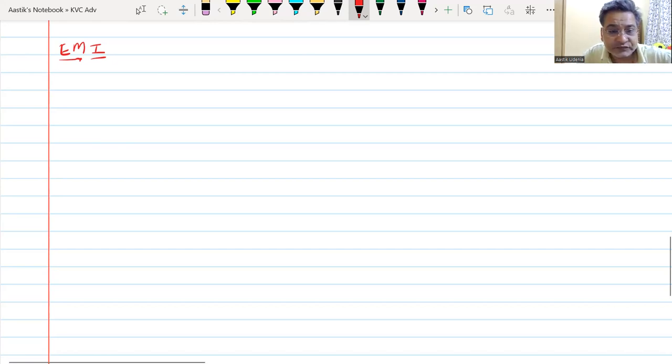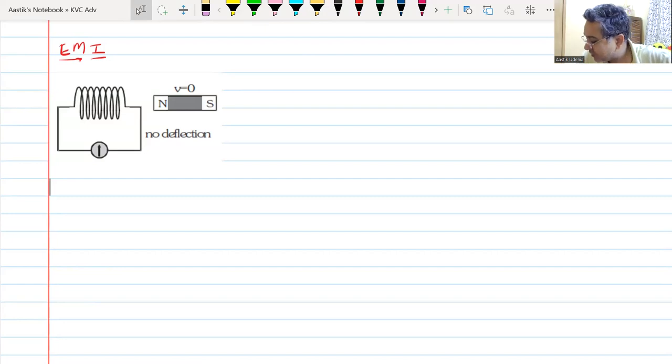So, they have a coil and they put a stationary magnet, and they assume that this is a galvanometer. You remember the galvanometer? Yes, sir. A galvanometer can detect even very small amounts of current. They bring a magnet near a coil. They imagine that if I bring a magnet near a coil, the galvanometer might show deflection, but the galvanometer does not show any deflection. Then what did they do?